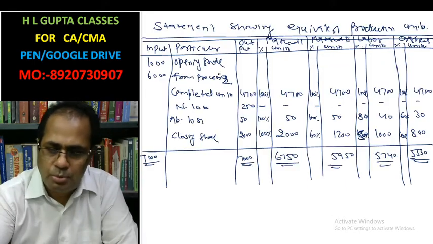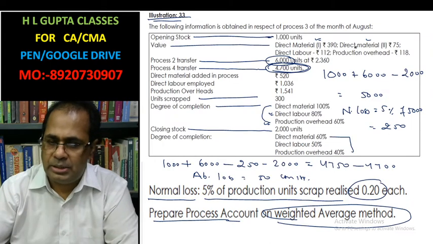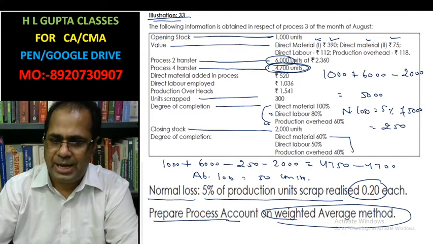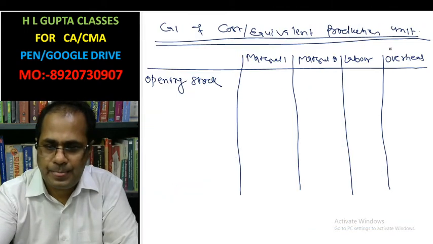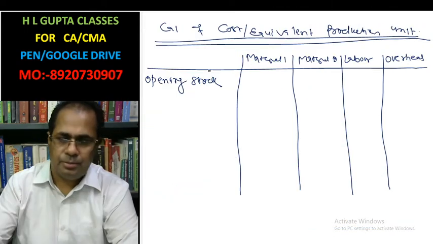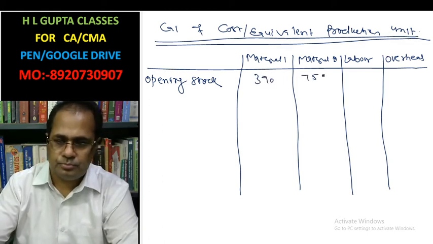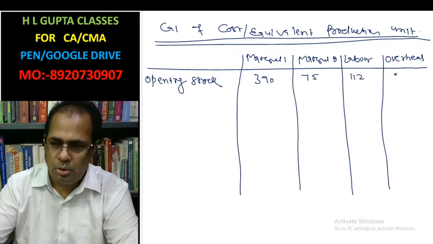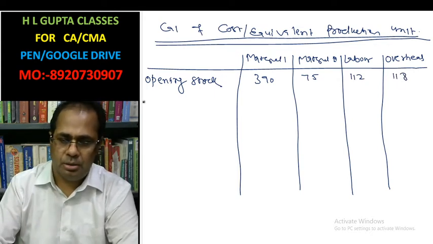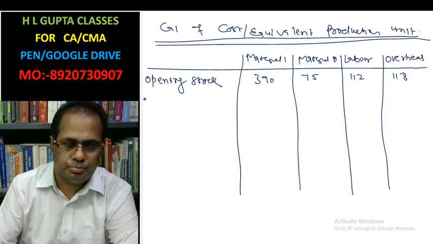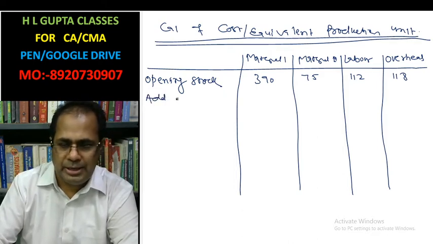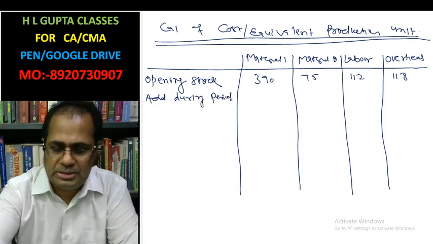So what was the cost of the opening stock in this case? Material first 390, material second 75, direct labor 112, overheads 118. Okay, 390, 75, 112, 118. Thereafter, add during the period. Please look at it.